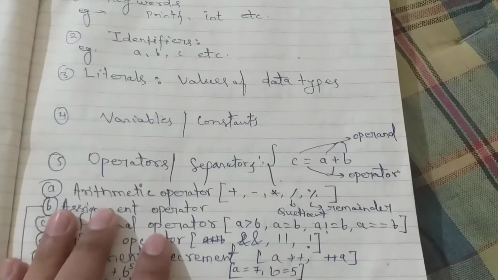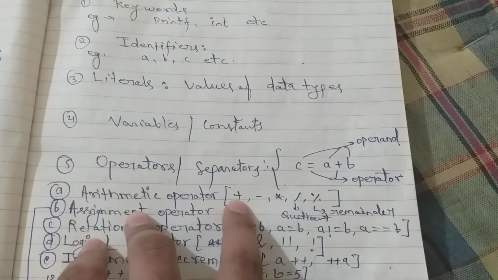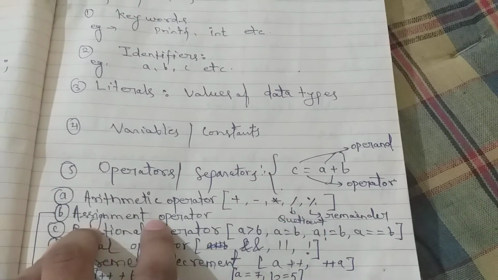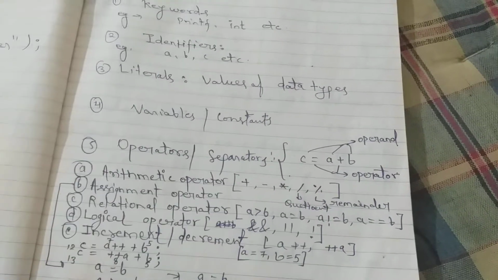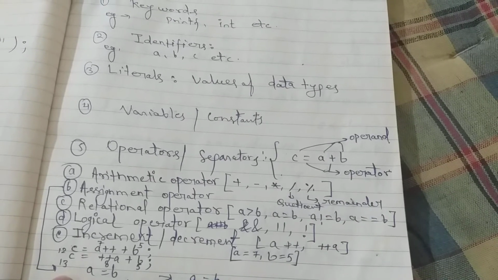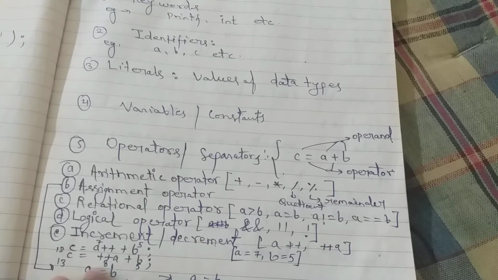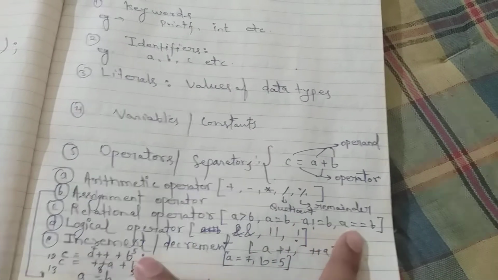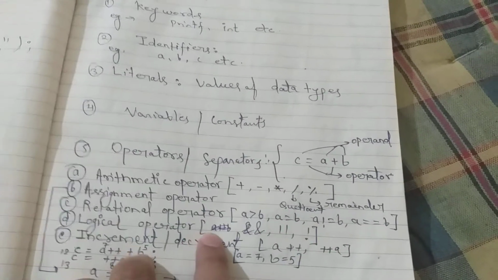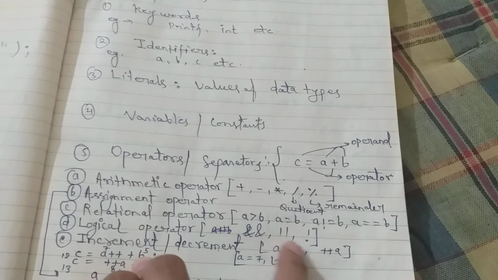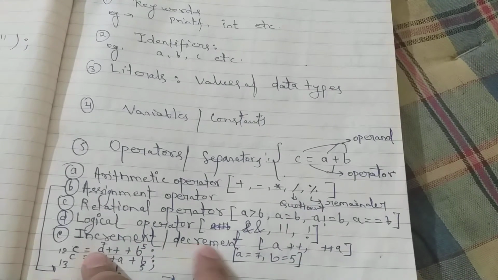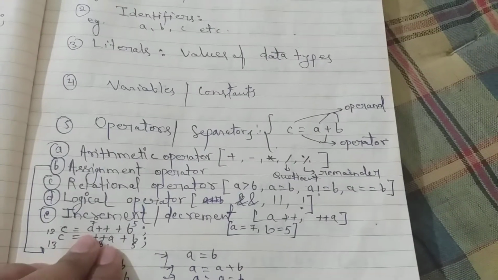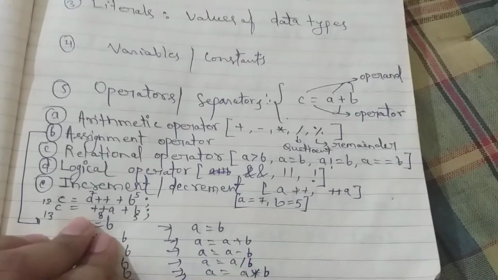There are different types of operators, like arithmetic operators: plus, minus, multiply, divide, remainder or modulus operator. Assignment operators, like is equal to. Relational operators: a greater than b, a equal to b, a not equal to b. Logical operators: and, or, not. Increment or decrement: a plus plus, plus plus a. What do a plus plus and plus plus a represent?